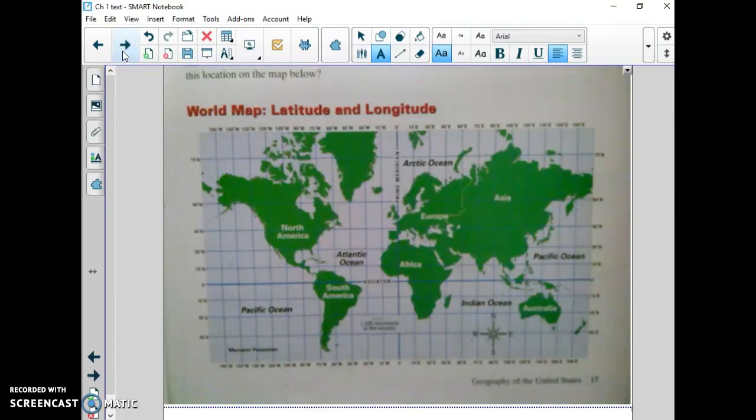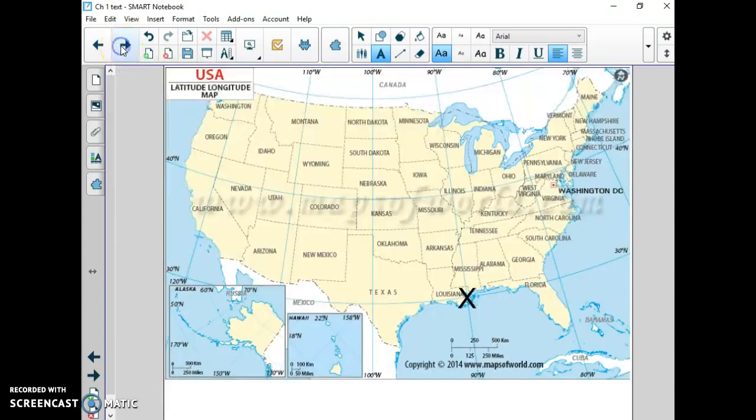Let's look at the map below. They said 30 degrees north, so we start here on the latitudes. 0, 15 degrees, 30 degrees north would be this line going all the way across. And then they said 90 degrees west, so we would start up here at the meridians, and we go 15, 30, 45, 60, 75, 90. And where those two come together, we can see, here's 30 degrees, here's 90 degrees. That would be down there in Louisiana. That's right on New Orleans.